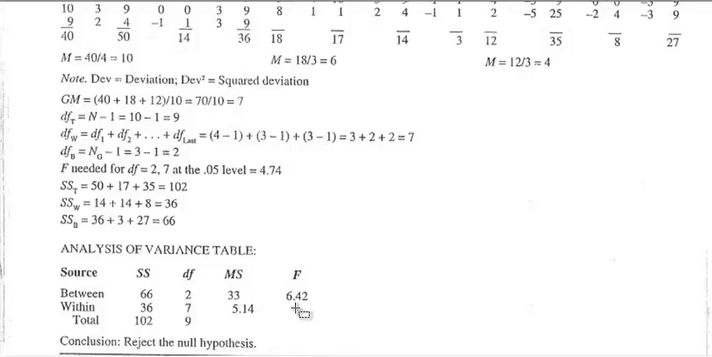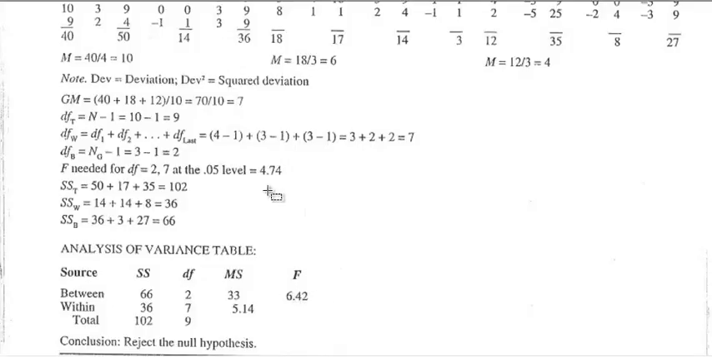If this value of 6.42 is greater than our critical value for a situation where we have an alpha of 0.05, 2 degrees of freedom between, and 7 degrees of freedom within, if this value is significantly greater than the critical value that we find under these circumstances in our F table, we are going to reject the null hypothesis that the three groups come from populations with equivalent means.